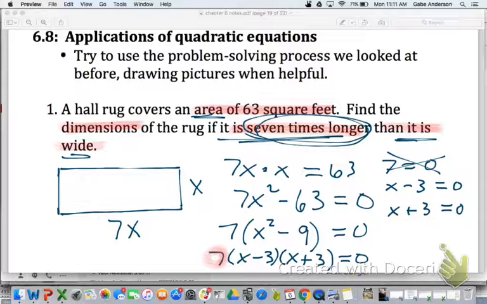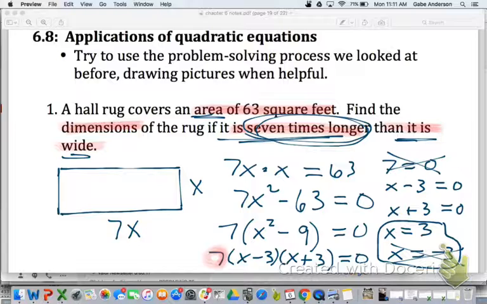So as I subtract 3 from both sides, or add 3 to both sides, I get x equals 3, x equals negative 3. One of those answers, in the context of our hall rug, makes no sense. You can't have a negative length of a rug or a negative area. It would really be about having a length of negative 21 or negative 3 that would be the issue. So I would say that x equals negative 3, based on the fact that we're looking at the dimensions of a rug, makes no sense.